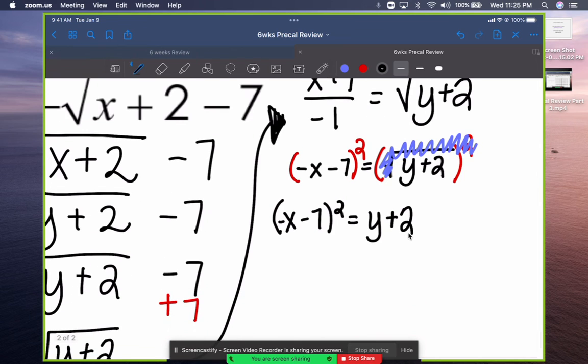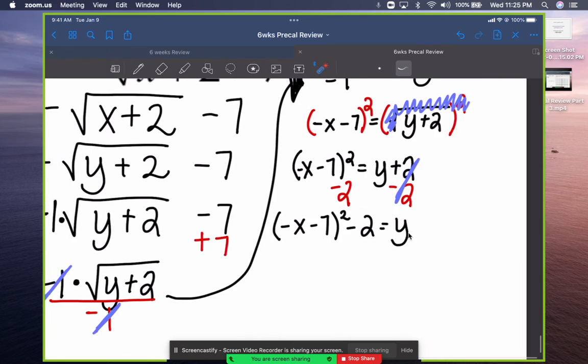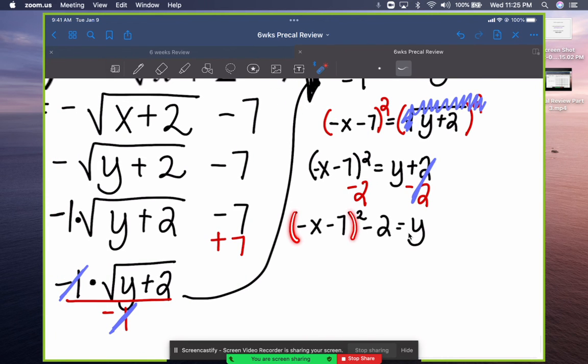All right, now we can go ahead and get rid of this addition using subtraction. I'm going to subtract 2 on both sides. So I'll have negative x minus 7 squared minus 2 equals y. Now you might be asking, why is the 2 not being subtracted from the negative 7? Well, the reason is because these parentheses are kind of like a house. They're a block. You cannot touch what's inside the parentheses, so that negative 2 has to go on the outside.